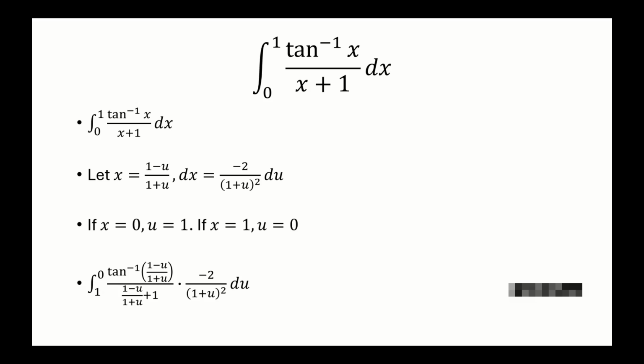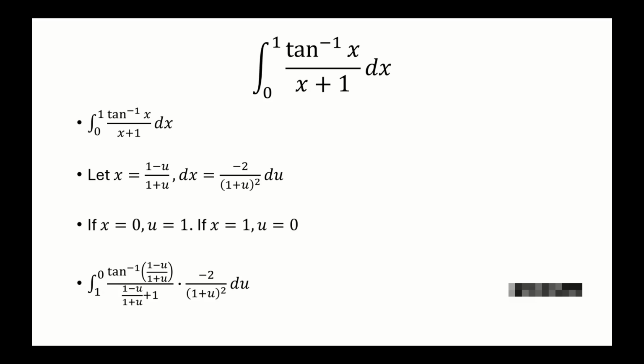quantity squared, du. And when we change the limits, if x is 0, then we have 0 is equal to (1 minus u) over (1 plus u). Multiply both sides by 1 plus u. Get 1 minus u is 0, so u has to be 1. If x is 1, we multiply both sides by 1 plus u. Subtract the 1s, add the u, get u is equal to 0.